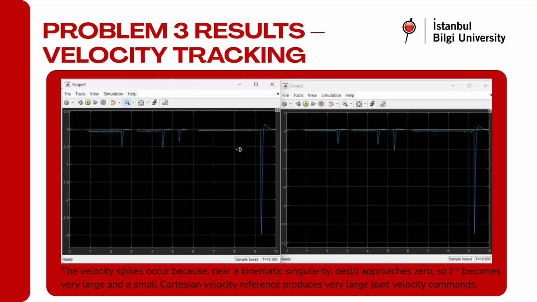The sudden, sharp drops we observe are caused by kinematic singularity. As the robot approaches its physical workspace limits, the determinant of the Jacobian matrix approaches zero, creating a momentary event of infinite velocity and torque, which shakes the system.